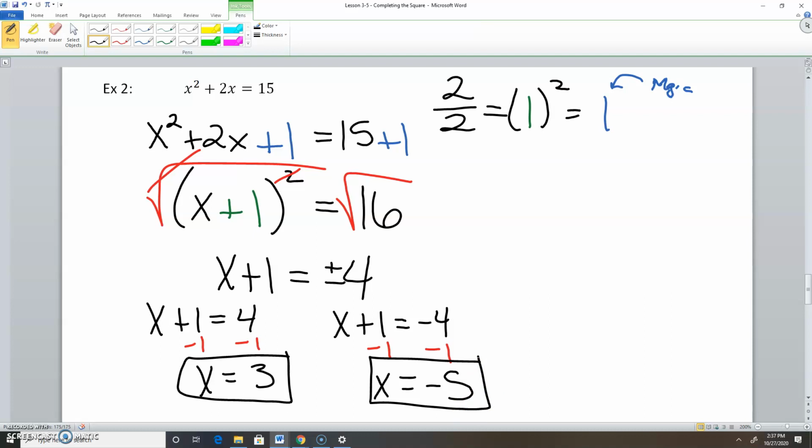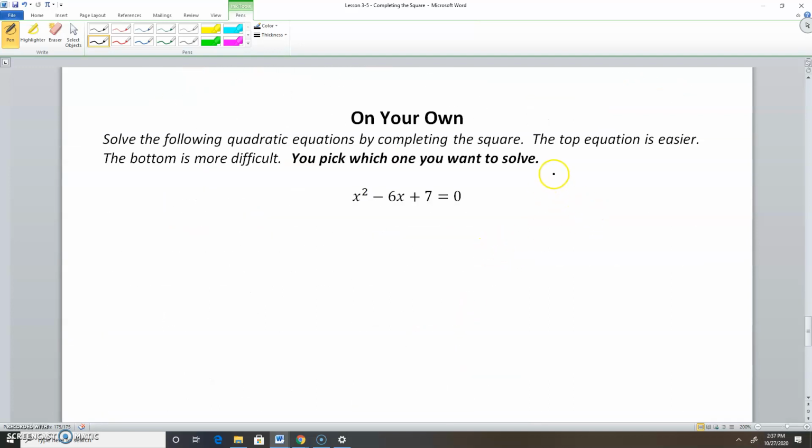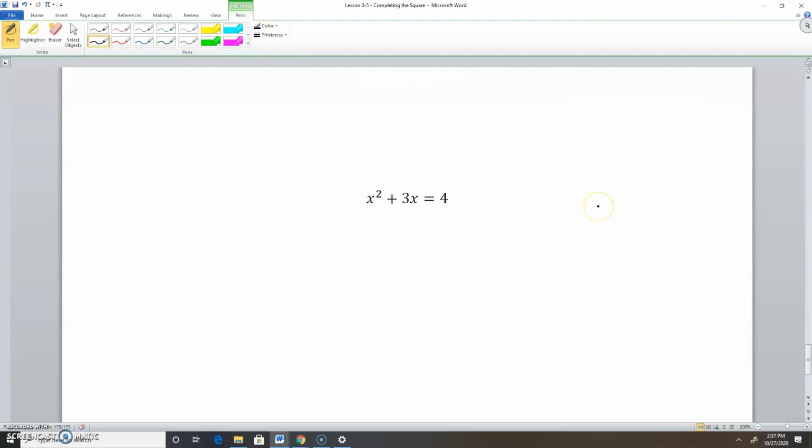Now, for the on your own, there are two problems on there. If you are doing this and you're like, I am really unsure, do this first one. If you're still confused, do this first one. First one is going to be easier. Okay? If you feel like you want to challenge yourself a little bit, you can try this bottom one here. This bottom one is going to be a little bit trickier.